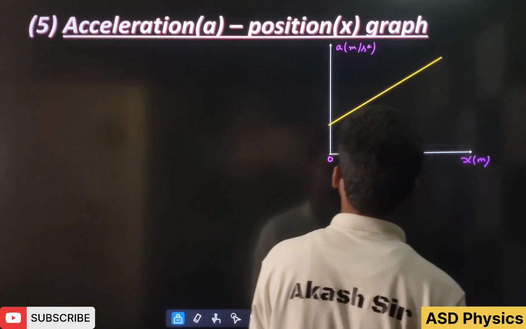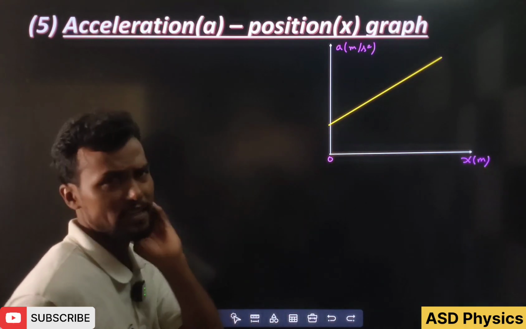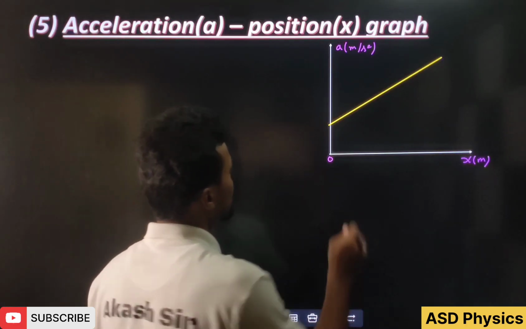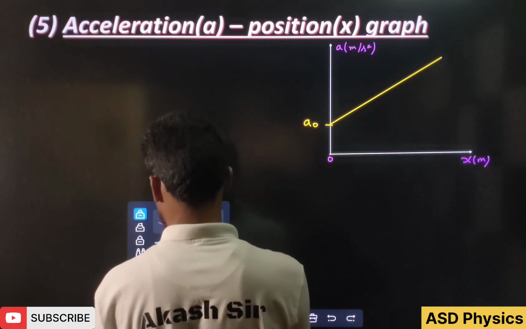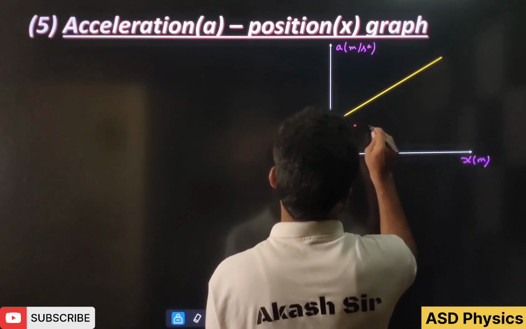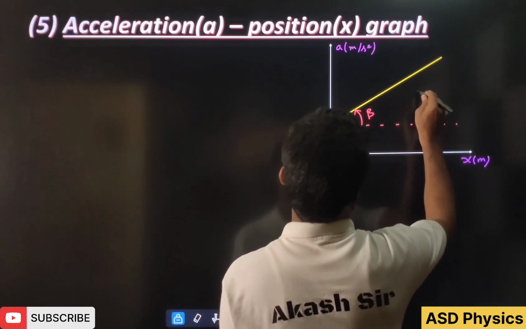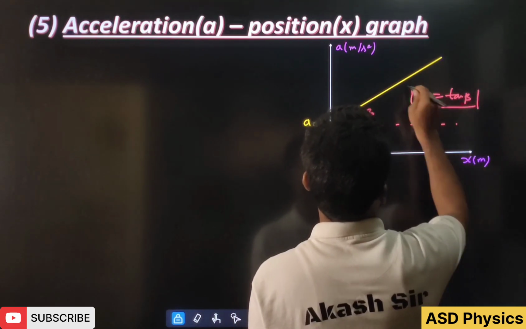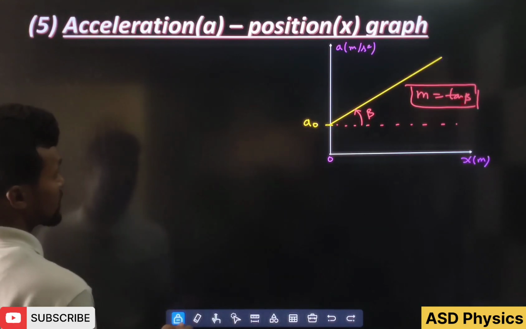Now next one, for example, if they have given an acceleration position graph here. Let's take for example here a naught, the intersection, a naught. And let's take a beta angle. So what will be the slope? The slope will be m equal to tan beta. m equal to tan beta.